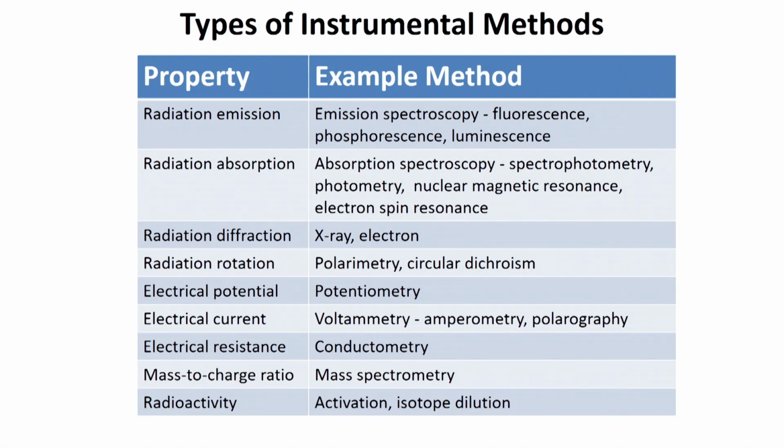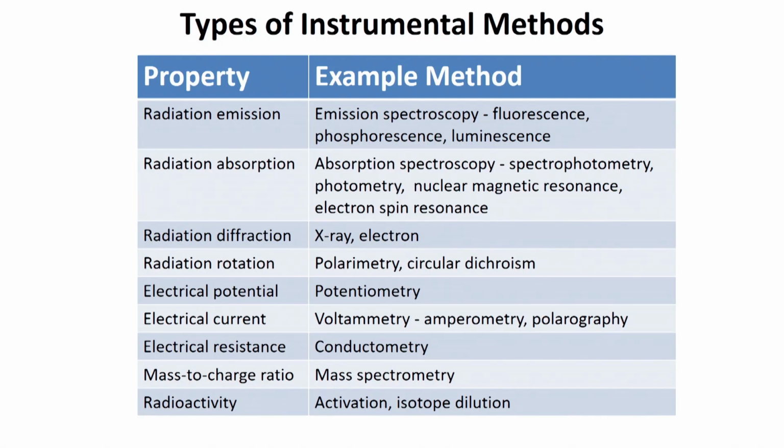Then radiation can be diffracted also, right. So, you measure the diffraction of the radiation by the specimen. Here it will be X-ray or electron. So, X-ray diffraction you can measure, or electron diffraction you can measure. So, there are many things that you can do. Similarly, you have radiation rotation, polarimetry or circular dichroism. Electrical potential is again one of the very important ones.